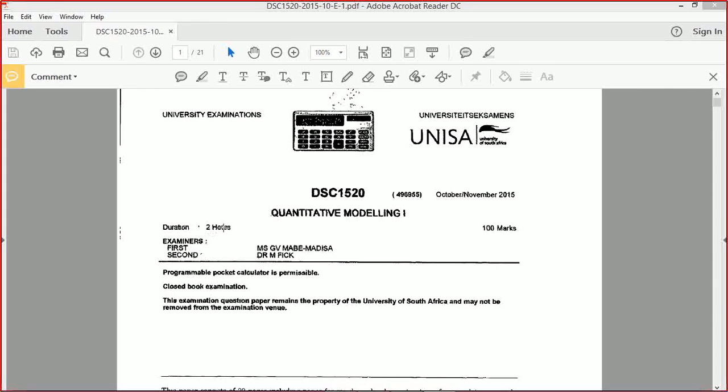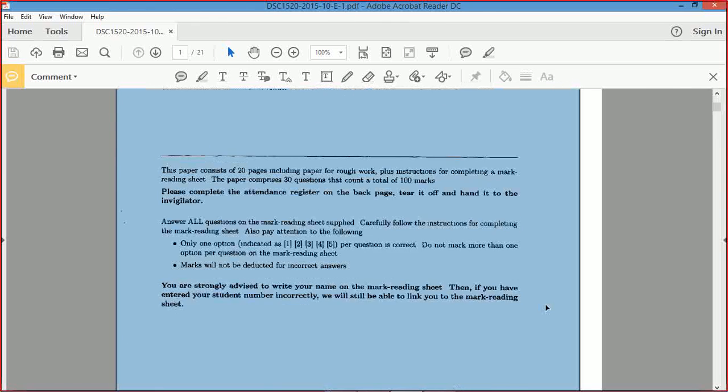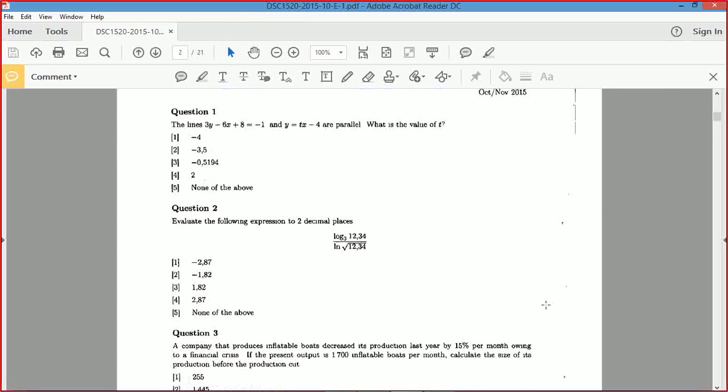Okay, good. So to start off, looking at a past paper, DSC1520, it's out of 100 marks and it's 2 hours long. It's only 2 hours, so you need to try to complete 15 questions in an hour. That's the goal. Right, so October, November 2015, the first bit is covering what? What is question 1 covering? Question 1 is covering the lines. Good, straight lines.